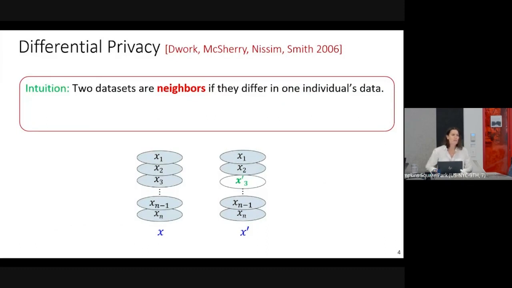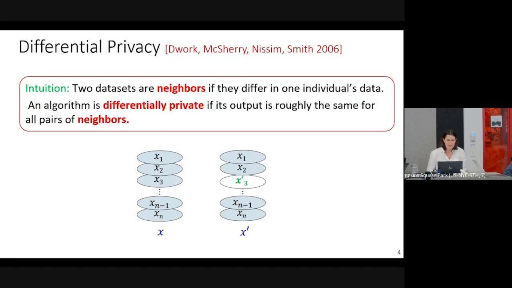So we'll say two data sets are neighbors if they differ in one individual's data. So in this example, we can change x3 to anything that we want. And we'll say that an algorithm is differentially private if its output is roughly the same for all pairs of neighbors. And so just looking at the output, you can't determine whether x or x prime was used. Okay, so it's a condition on the algorithm itself.